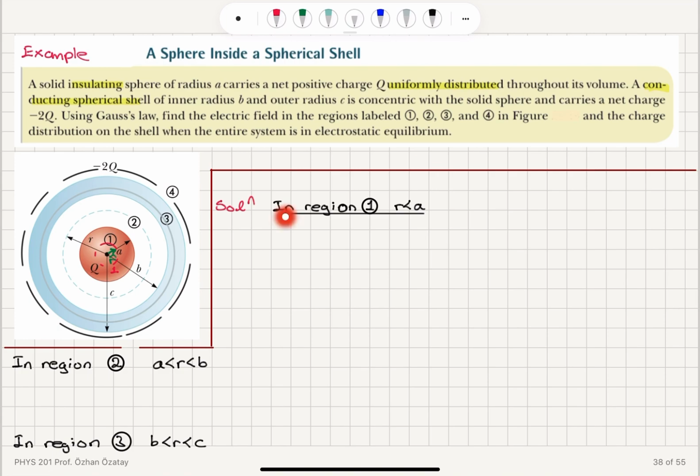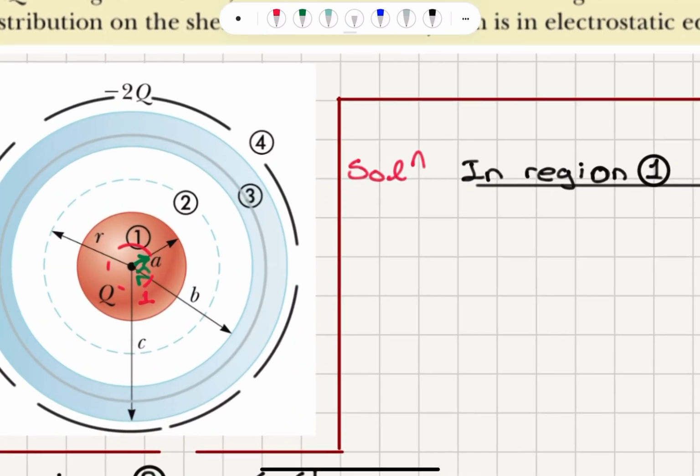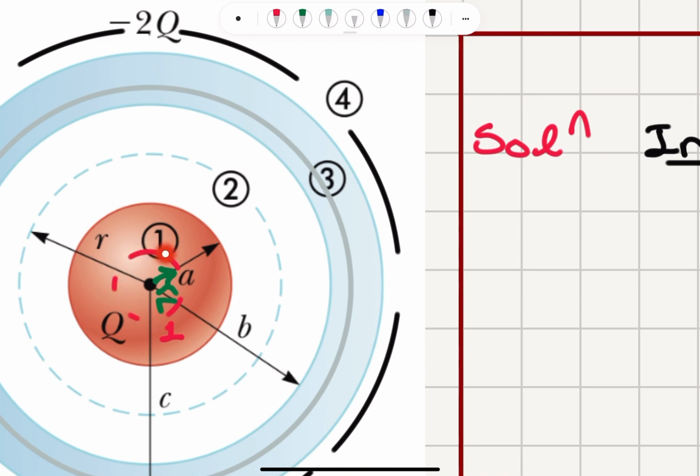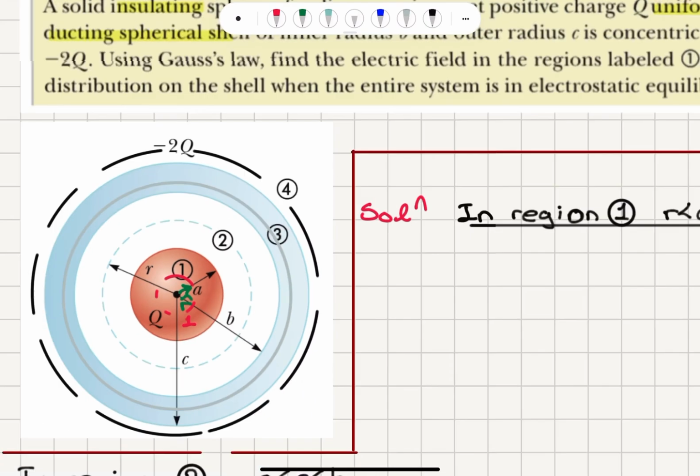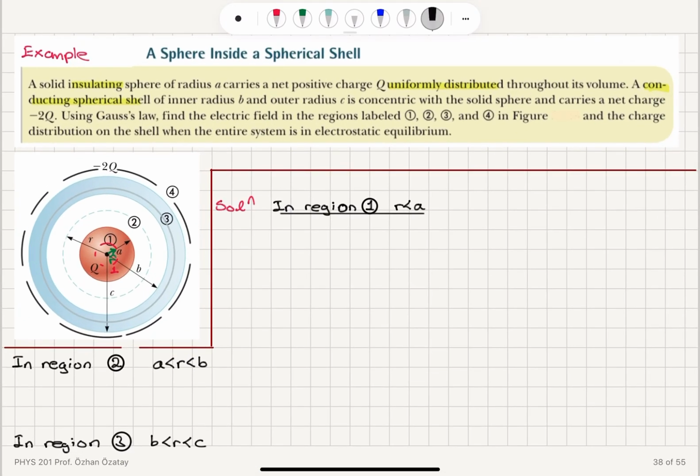So let's start with region 1, when r is less than a. When r is less than a, we can form a Gaussian surface with radius r less than a. Let's call this Gaussian surface 1. And we can calculate the charge enclosed by this surface. So this will be q inside. That is the charge density rho multiplied by the volume, 4/3 pi r cubed.